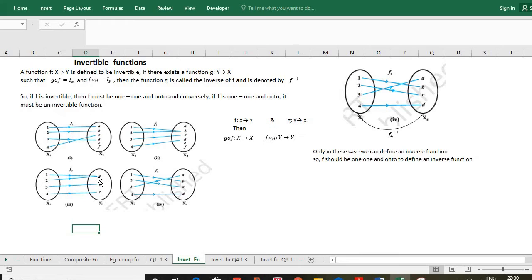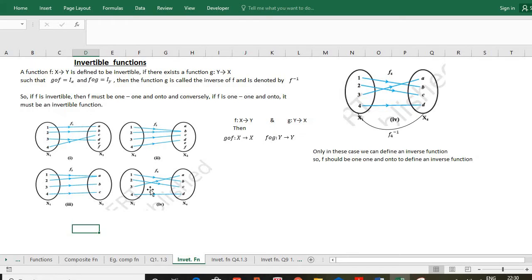So what was the function definition? All the elements should have a unique image. In this case a will have two images, so the function definition won't remain true. It means in this case also we cannot define any inverse function.